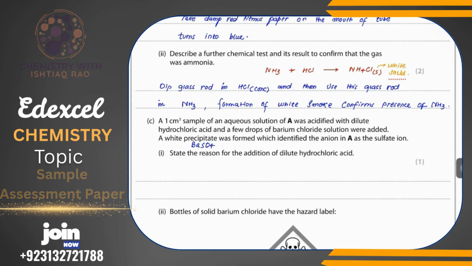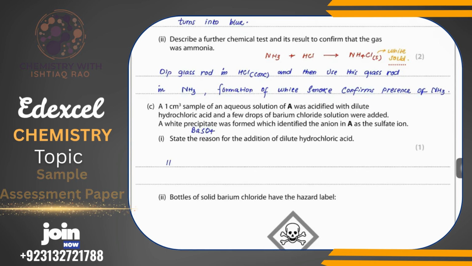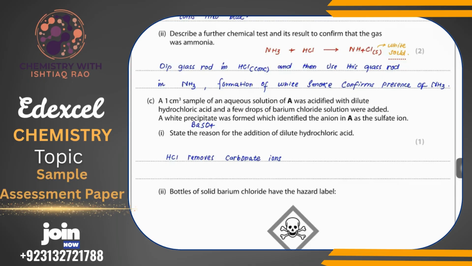So I'm supposed to write it, it's of 1 mark. Basically, HCl removes carbonate ions, as carbonate ion can also form a white precipitate.